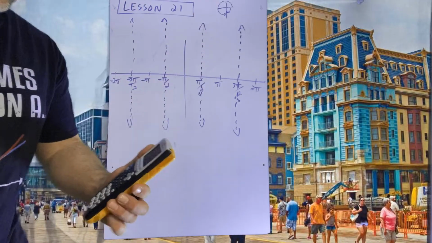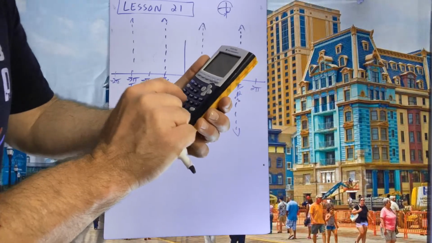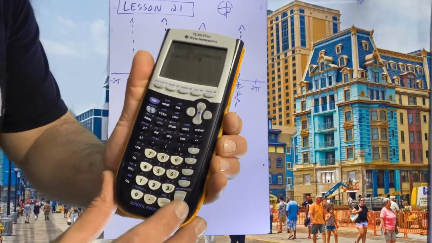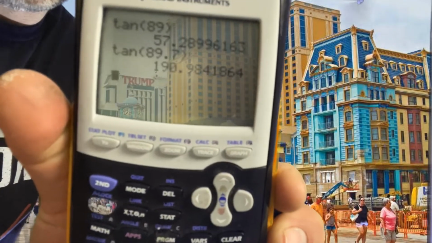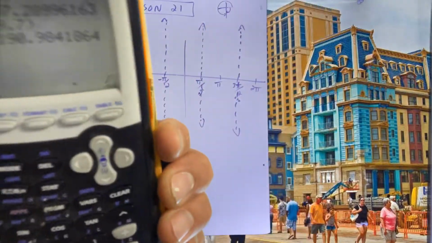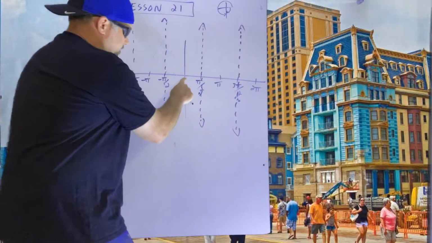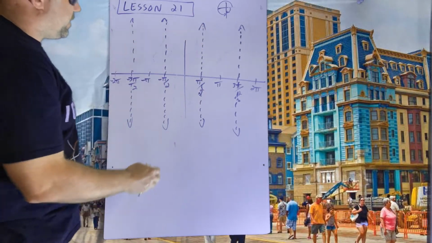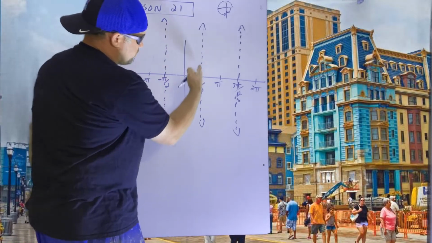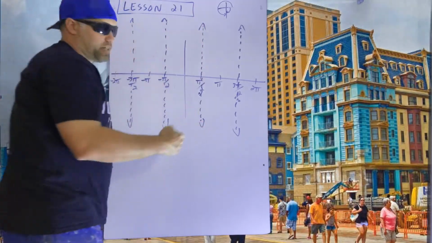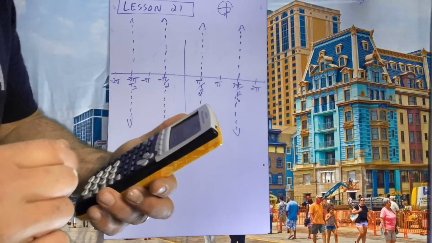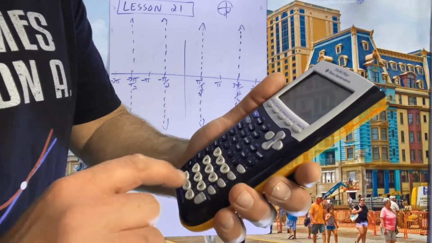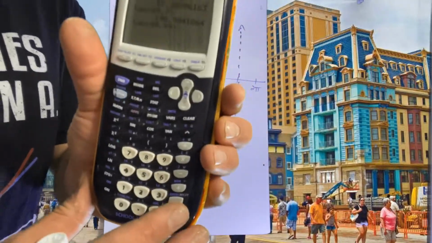And in fact, if you get even closer to 90, like if you try the tangent of 89.7, which is even closer to 90, look at that. You get an even bigger answer, 190 something. So what's happening is as tangent gets really close to 90 degrees, it gets really, really tall, and it starts to get really, really close to this line right here, but it never actually touches it. So like if you get the tangent of 89.99, look at that.